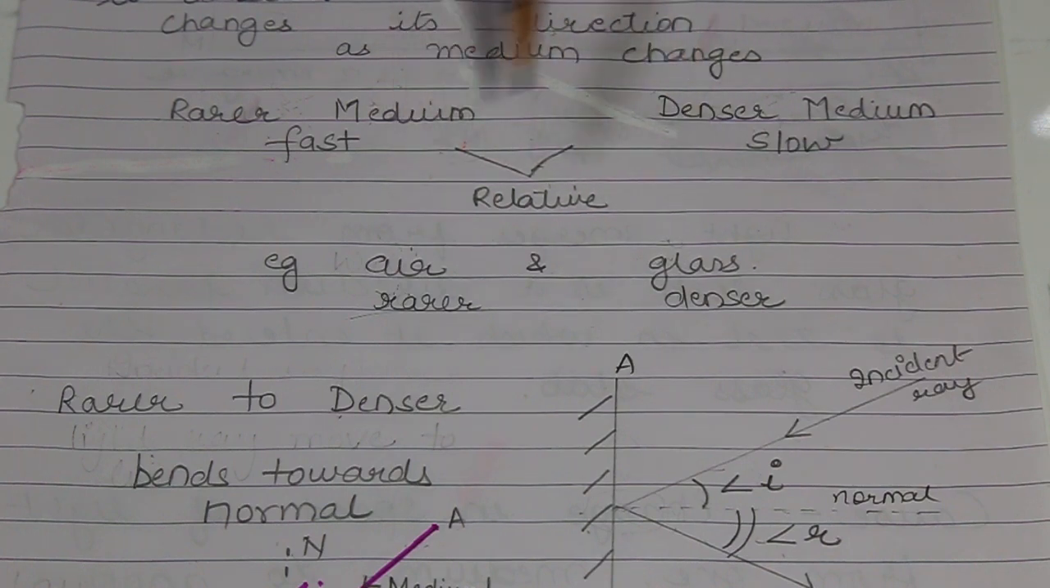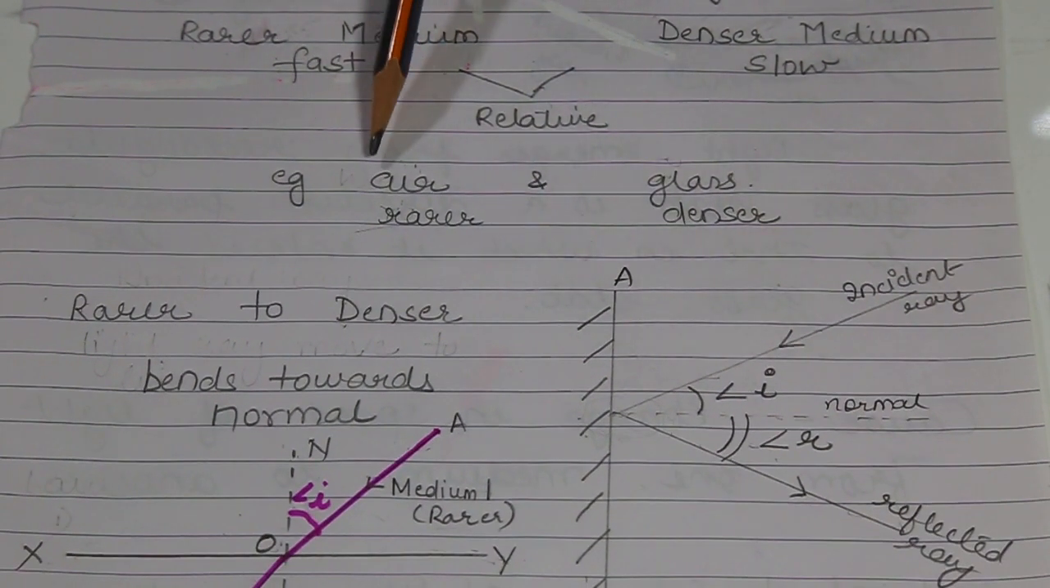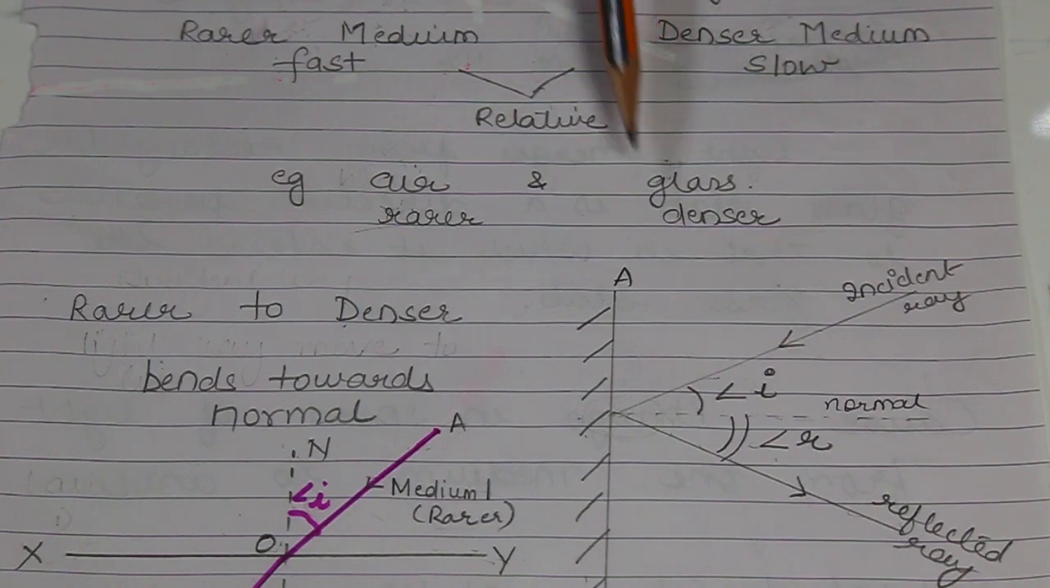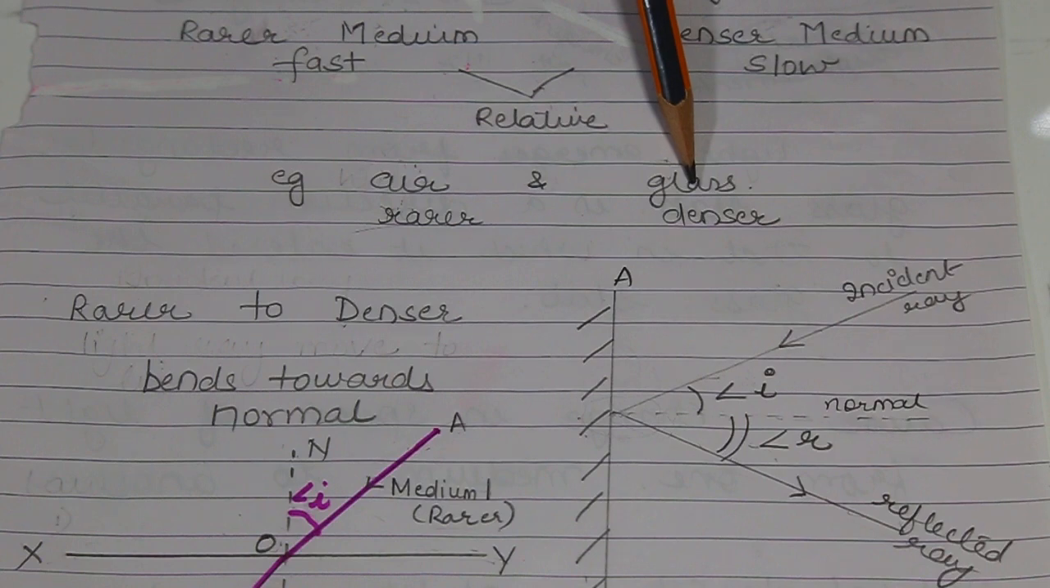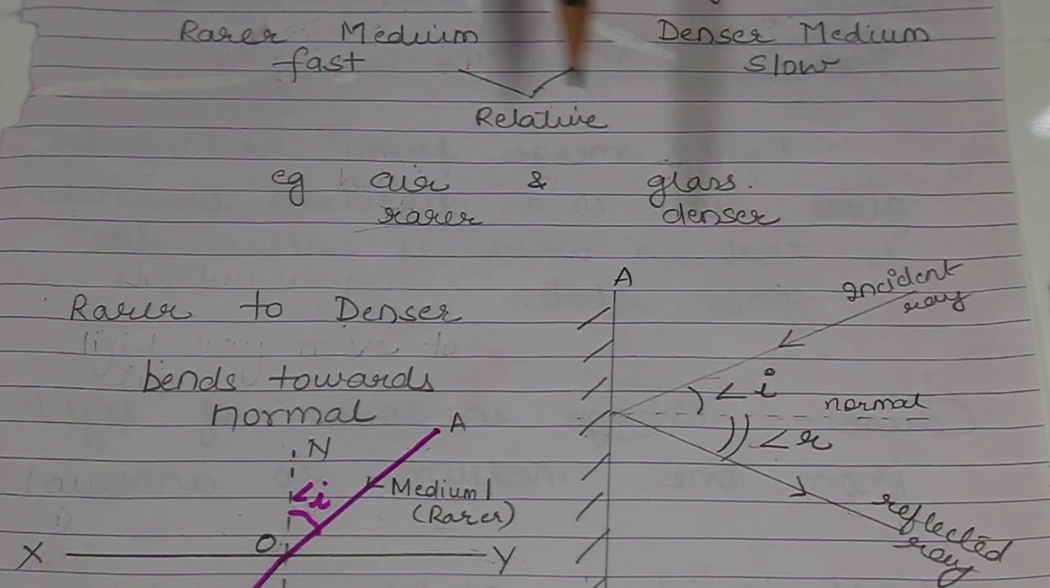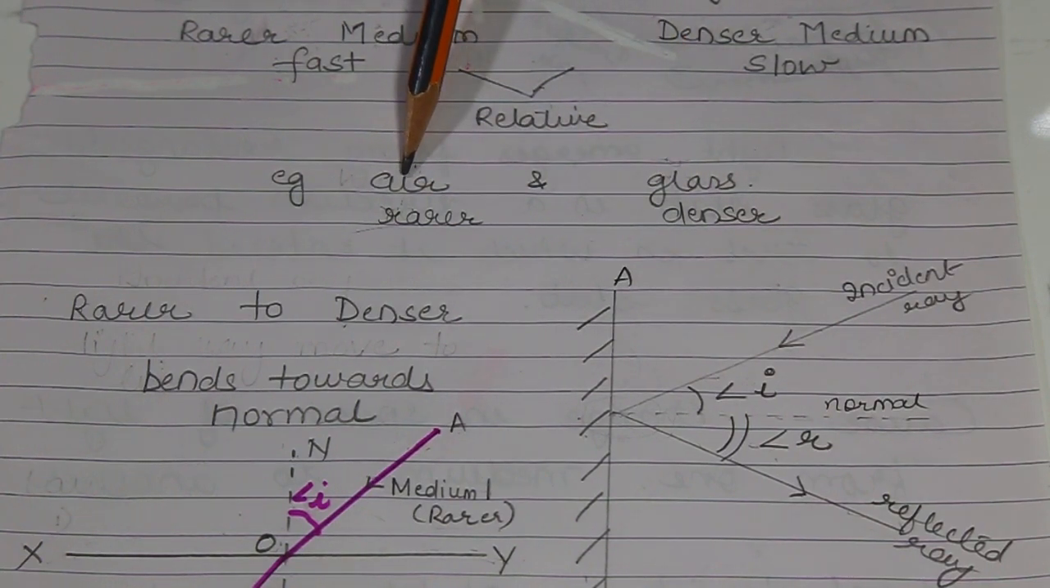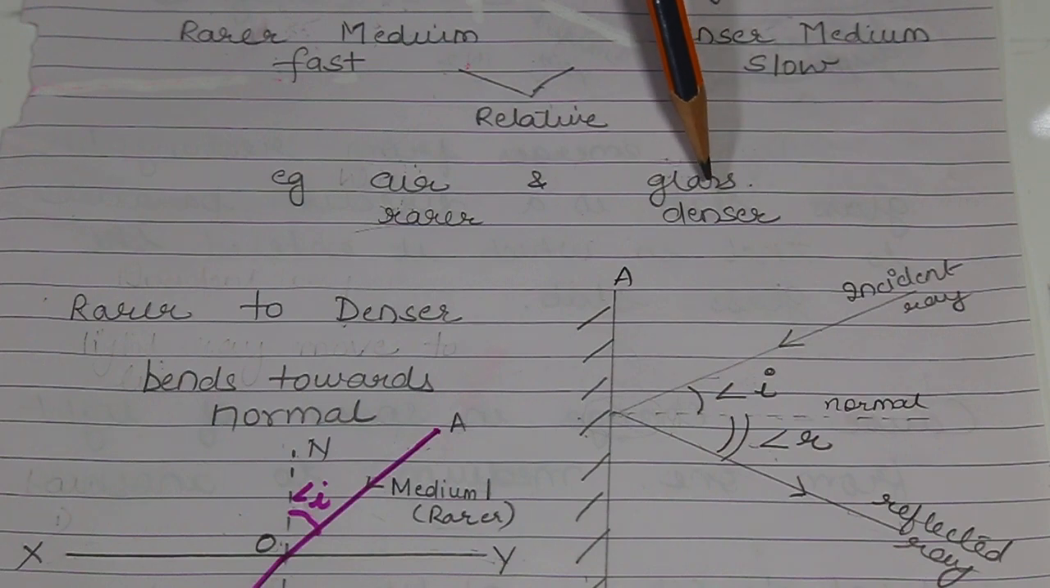Given two mediums, only on comparing them can we identify one of them as rarer and the other one as denser medium. If we take the example of air and glass, we can say that light travels faster in air compared to that in glass. So air is called a rarer medium and glass a denser medium.